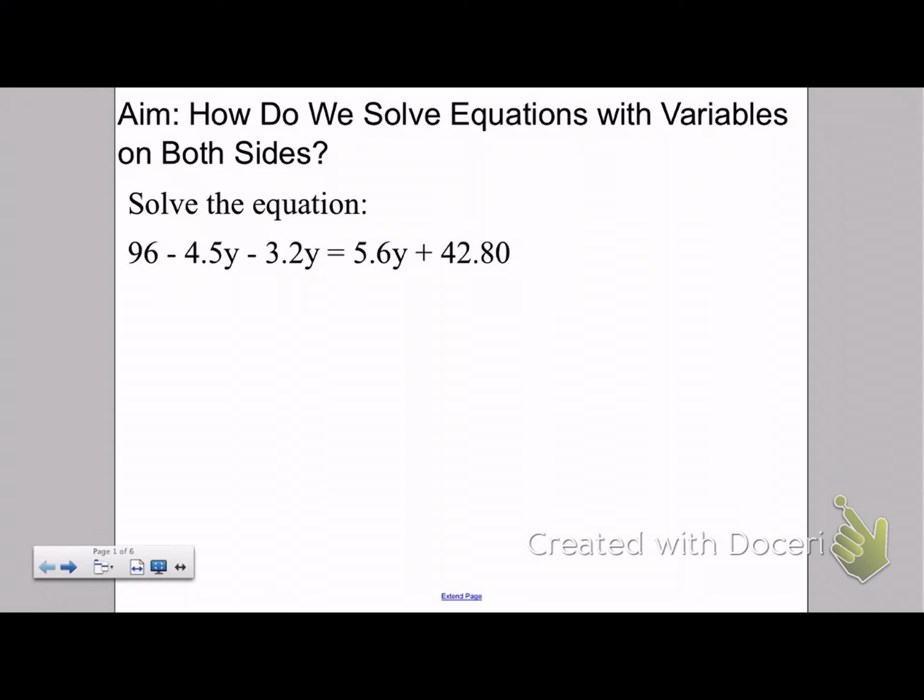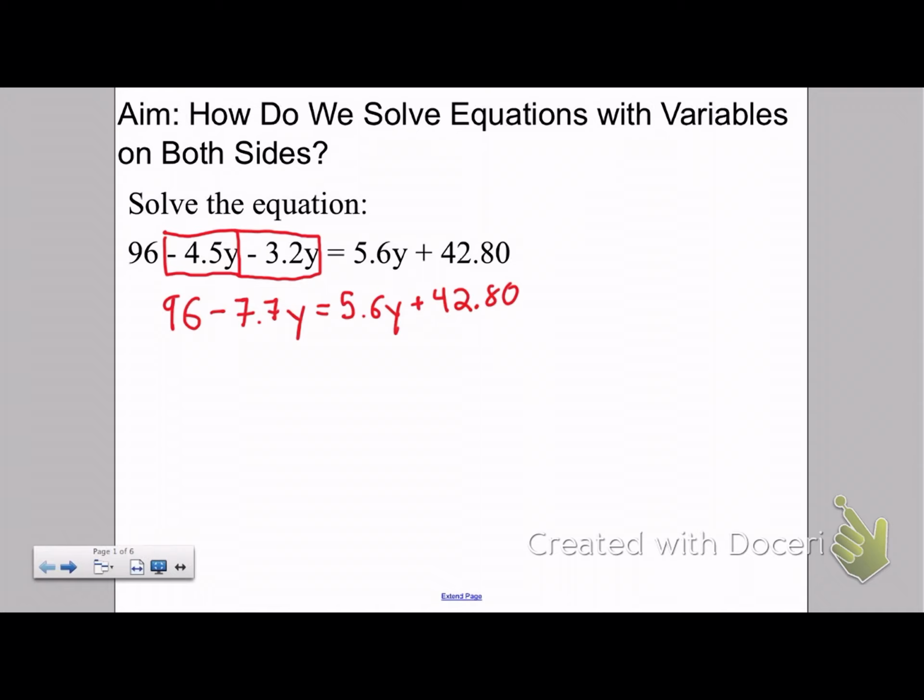The first thing I'm going to look for is to see if there's any like terms on the left hand side. I notice that negative 4.5y and negative 3.2y are like terms. When I combine those, I get negative 7.7y equals 5.6y plus 42.80.